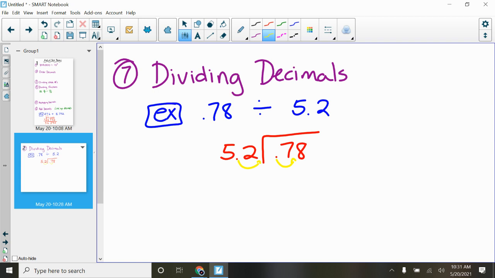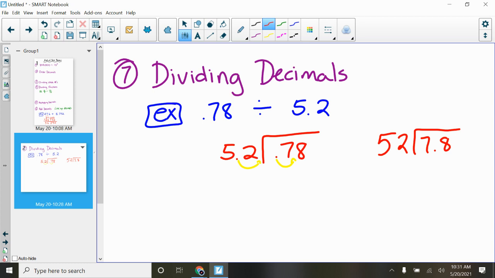So my suggestion has always been, so that you don't accidentally put it in the wrong place, don't erase anything. Just go ahead and now over here to the side, reset up the problem. So you now have a 52 on the outside, and inside you have a 7.8. Okay? All right. Okay, so now what would we do next, Sophia?